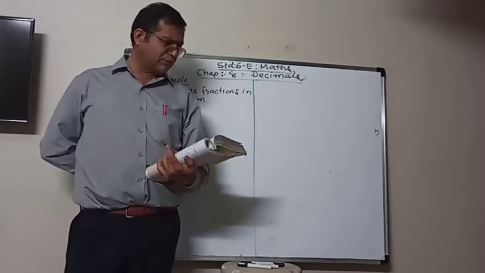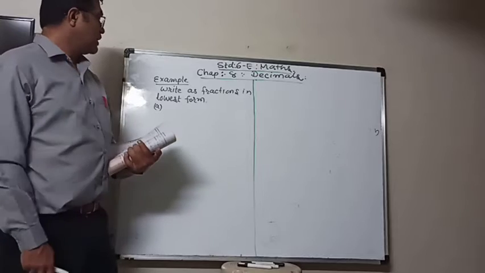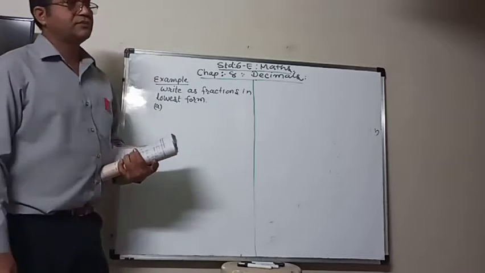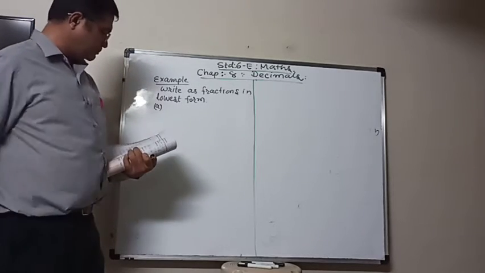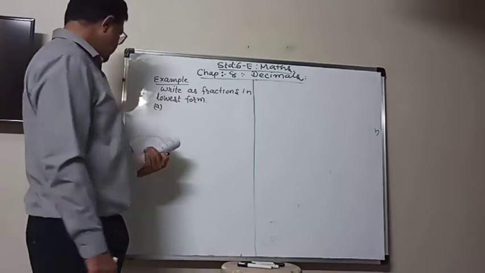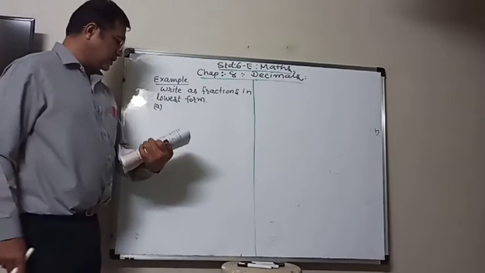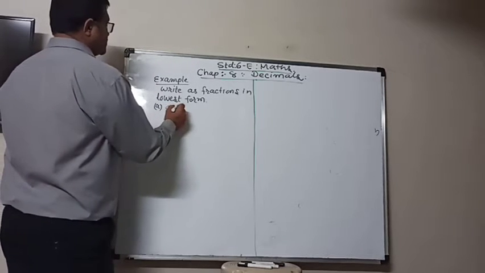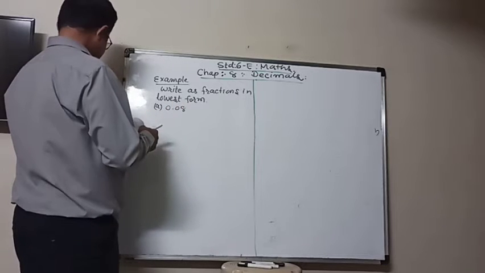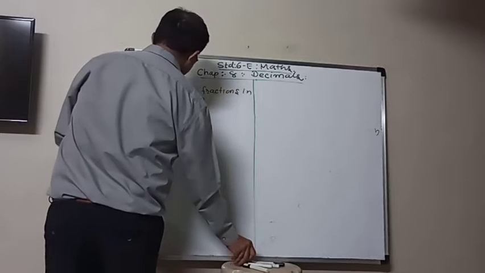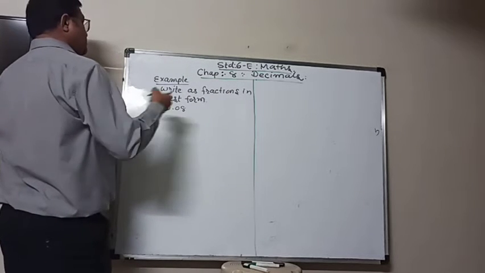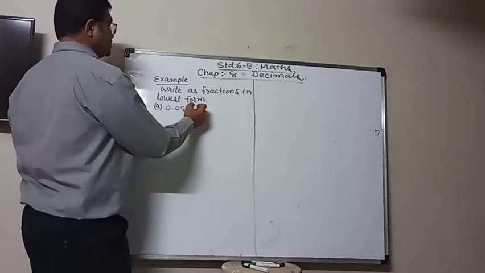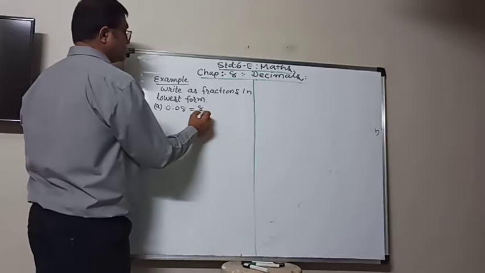Now, we will learn some more examples in which we will write down the decimals into fractional form and then its lowest form. For example, write as fractions in lowest terms. First one is 0.08. Now you know that there are two digits after decimal point. So that 0.08 is written as 8 upon 100.